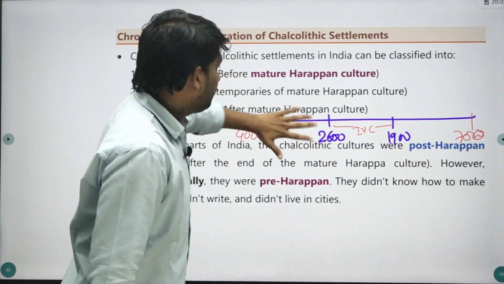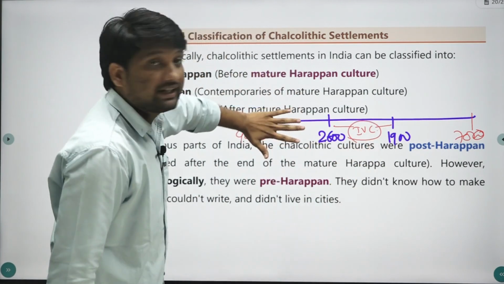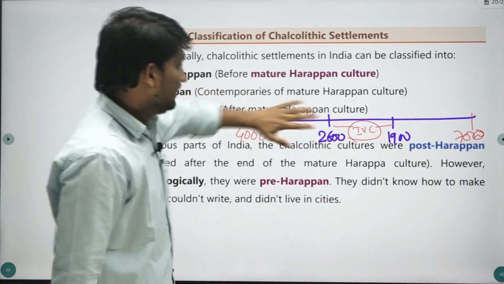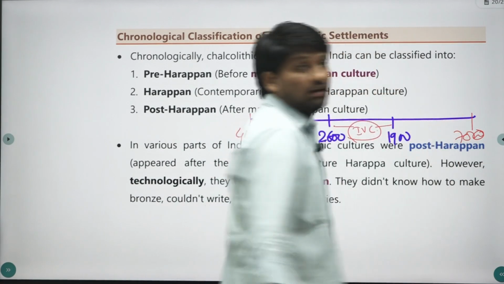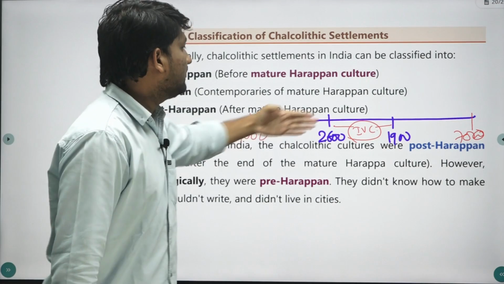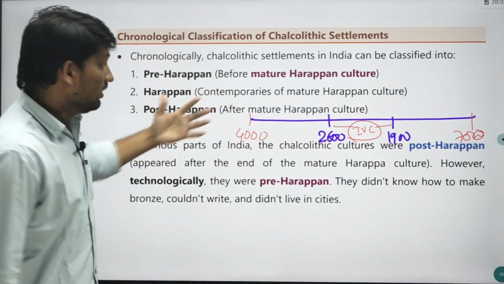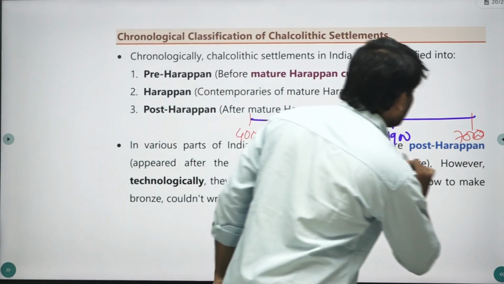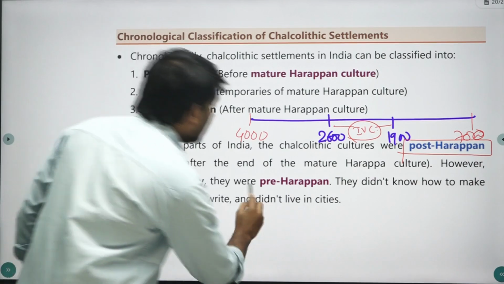Before this Indus Valley Civilization or Harappan culture, we call them pre-Harappan Chalcolithic sites. During this time, Harappan Chalcolithic sites, and later on post-Harappan sites. So pre-Harappan, Harappan and post-Harappan. If you see all the Chalcolithic sites, most of them are post-Harappan, but technologically, they are pre-Harappan.